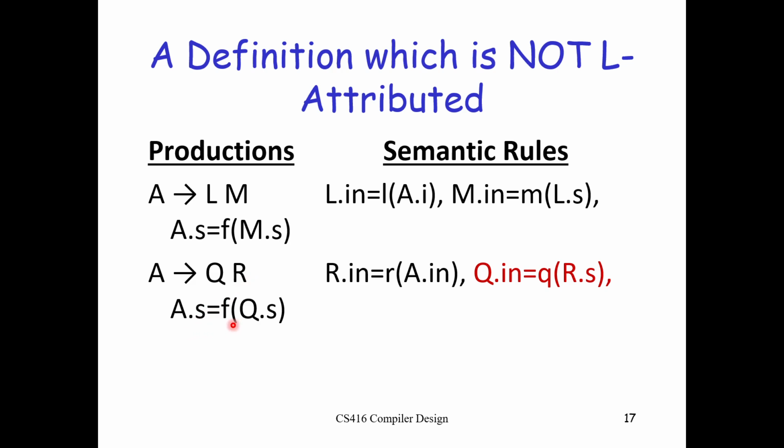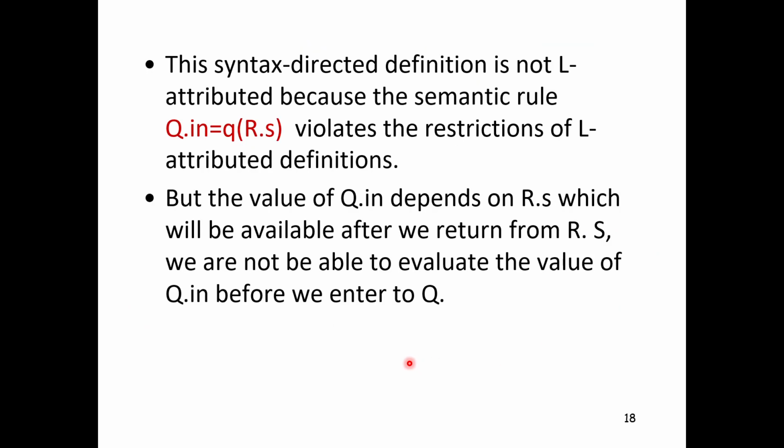And A is a synthesized attribute, computing its value from its child node Q. Can you tell that this is an L attributed definition? Of course not, because R is the right sibling of capital Q. So Q is computing its attribute value from the right sibling. That is not permitted in an L attributed definition. So this production and its semantic rule is not an example of an L attributed definition. The same thing is explained in this slide: the reason why the previous productions are L attributed or not L attributed.